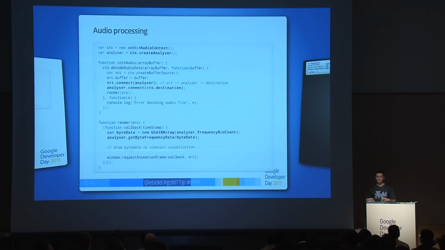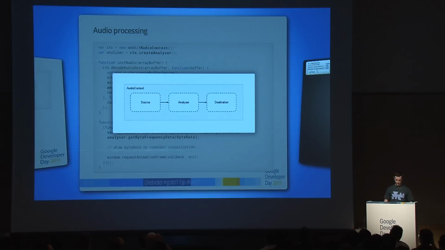But the real power of this API comes with being able to do something interesting with the audio as it's playing in the browser. And so for that, we'll do the exact same thing as before. But this time we have a new node. We want to analyze the sound as it's playing. So we'll connect the source to this analyzer node and then pass that to the destination node. And once it's analyzed, we'll just play it.